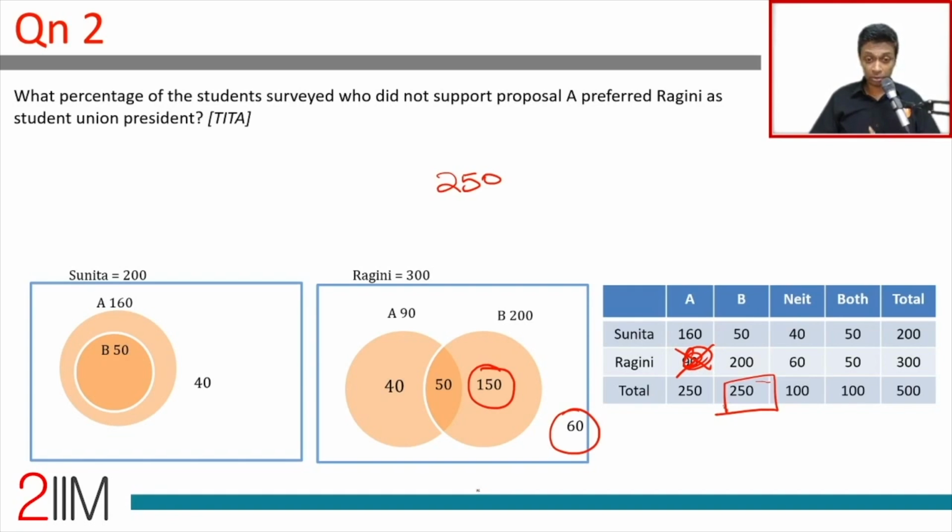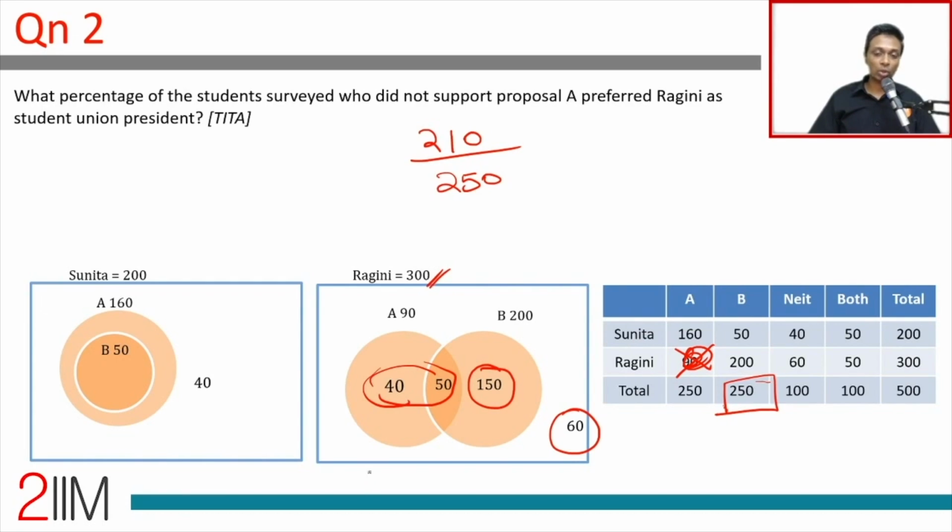Out of the 250 people who did not like proposal A, 150 liked proposal B and liked Ragini, 60 liked neither but liked Ragini, so totally 210 voted for Ragini, the remaining 250. This 90 is what we need to remove out of this 300. 300 people voted for Ragini. Within that, 90 supported proposal A. The remaining 210 did not support proposal A but preferred Ragini. So 210 were in the group of not proposal A but Ragini.